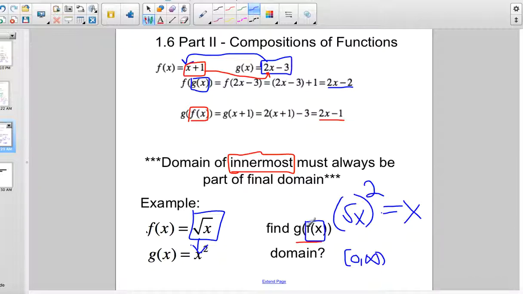So the f of x, the domain was 0 to infinity. Your final answer is x, right? But you also have to say the domain is just 0 to infinity because the innermost function's domain was 0 to infinity.